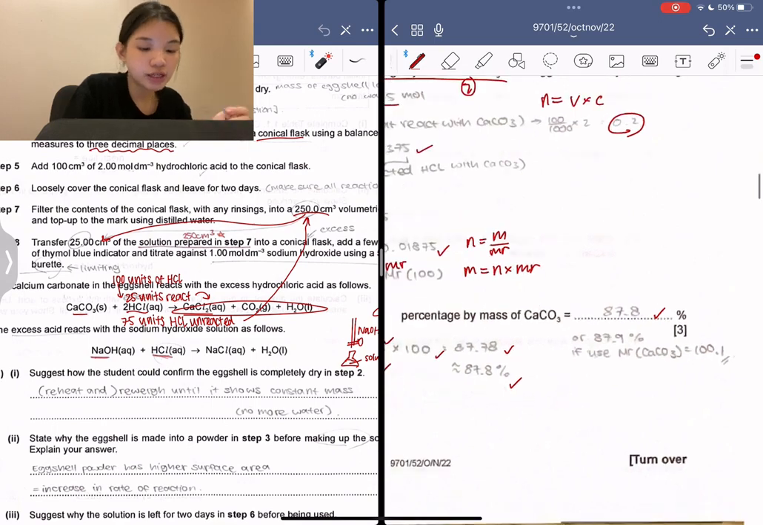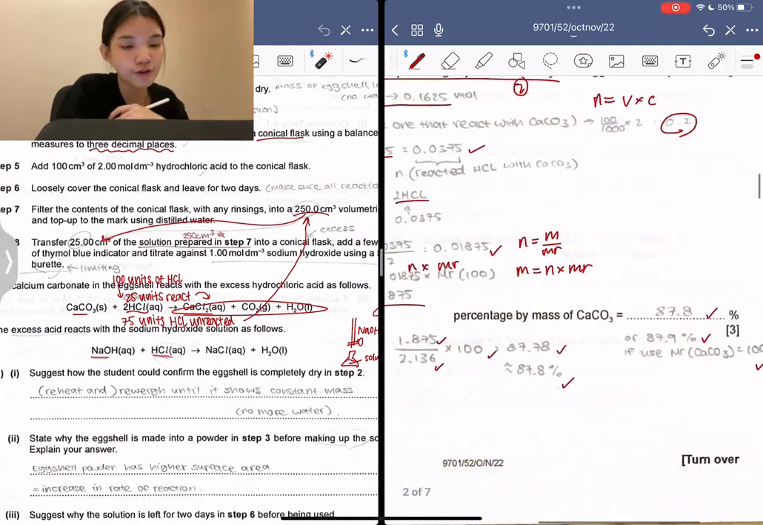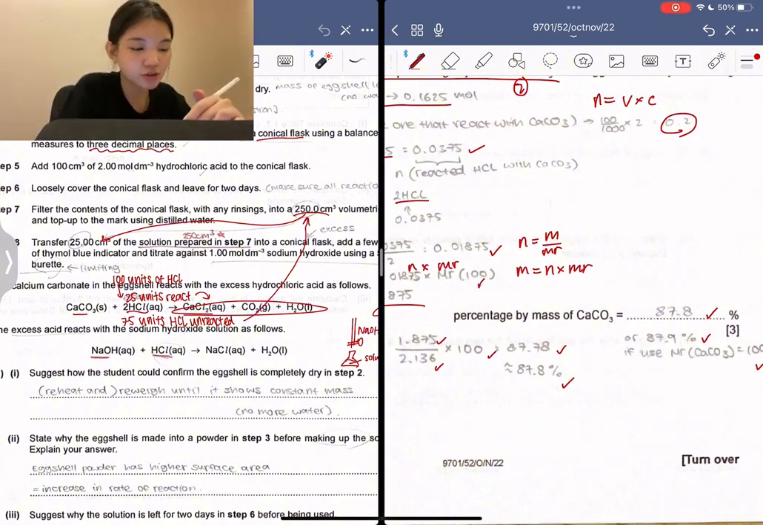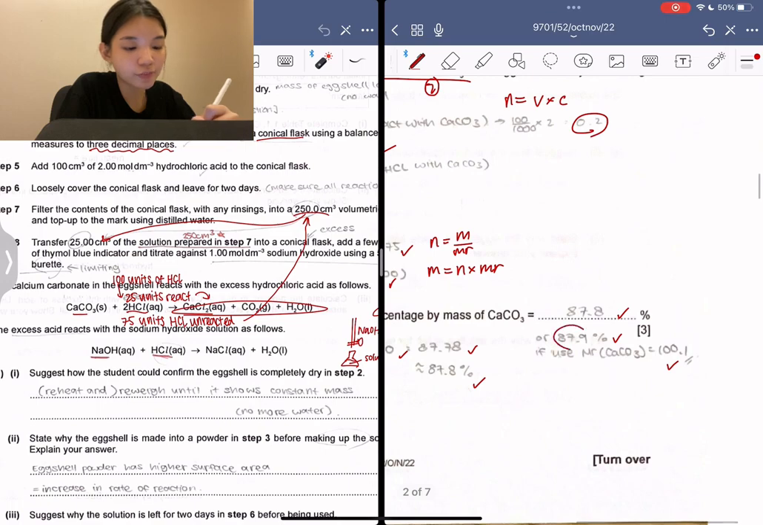However, in the answer key, the percentage by mass of CaCO3 is actually 87.9% if you use the Mr of 100.1. But in this case, I used a different, non-Cambridge periodic table and got 100. So you should actually get 87.9%.